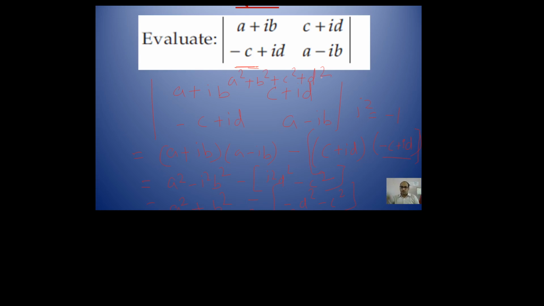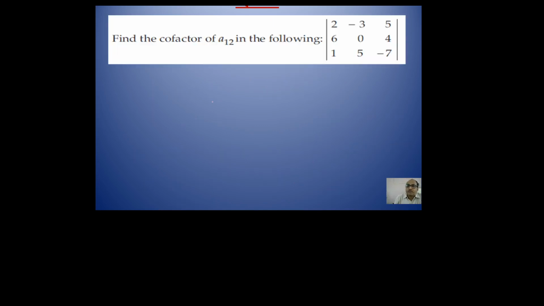Okay, next question. Generally a total of 10 questions used to come in the examination, so those 10 questions we are going to solve today.